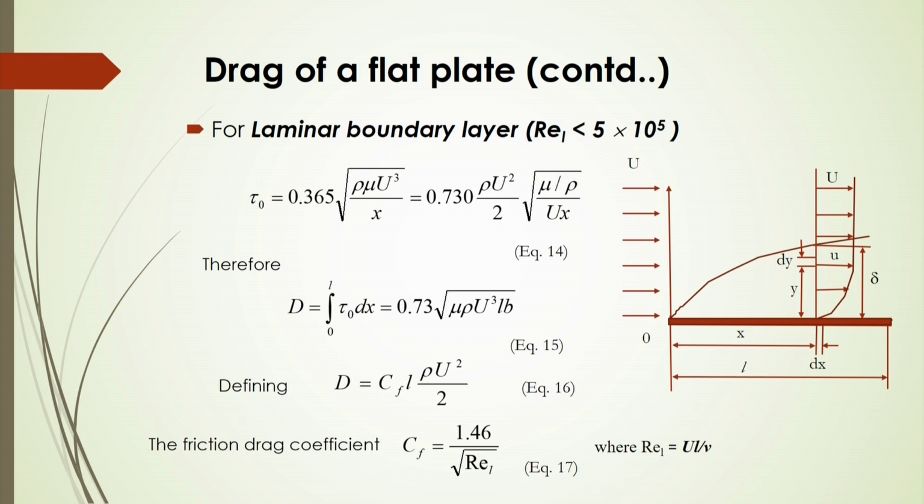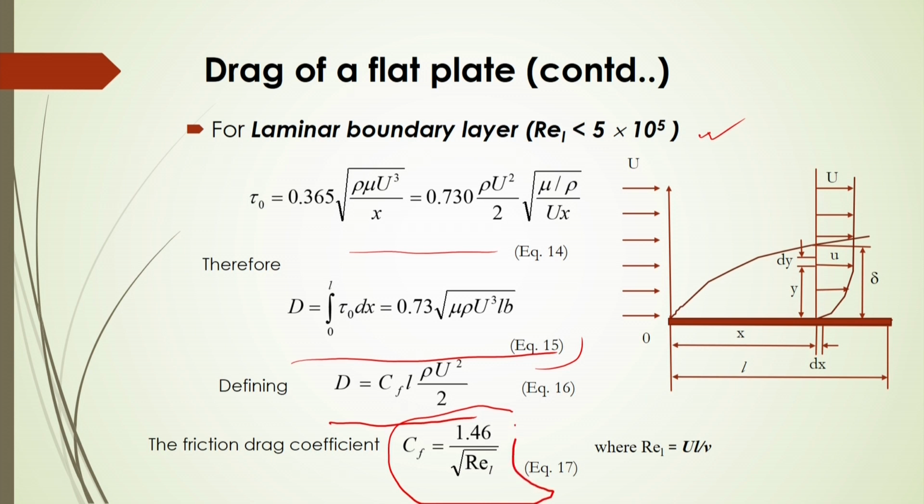For the laminar boundary layer, whenever the Reynolds number is within this range, the shear stress will be equal to this, which we have already discussed earlier in the boundary layer theory lecture. Therefore, the drag force will be denoted by equation number 15, and equating this, we get CF, called the friction drag coefficient. This CF will be equal to 1.46 by root over REL, where REL is the Reynolds number based on the length of the flat plate, so UL by nu.